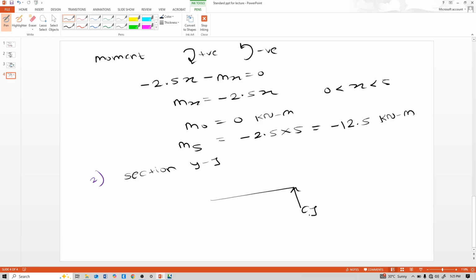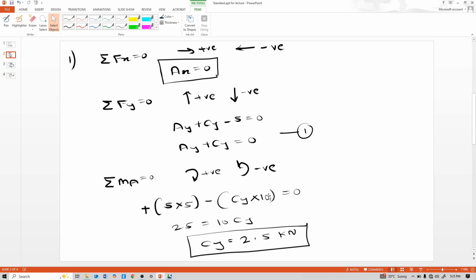This is Cy and this point. So our this is positive shear and this is positive moment. So from right to left, this terminology comes. This is upward shear and this is moment. This is Vy and this is My. Let's assume it. And in between no load. And this Cy is 2.5 kilonewton.